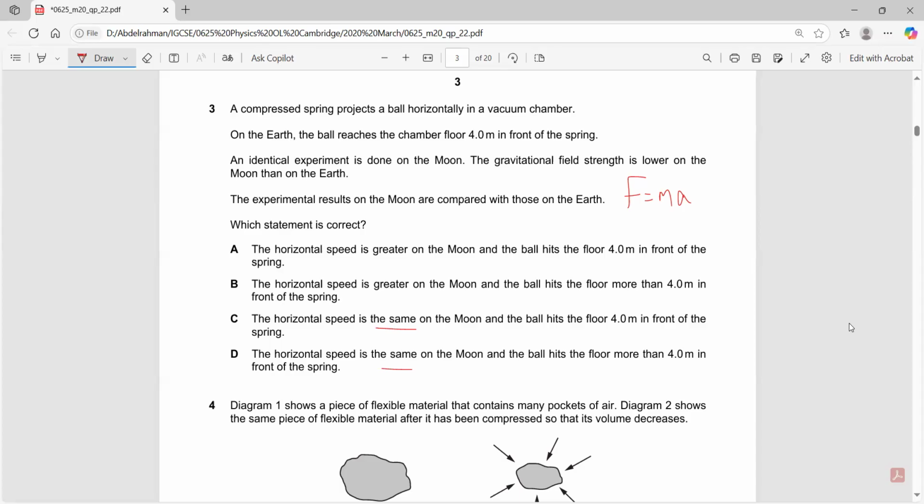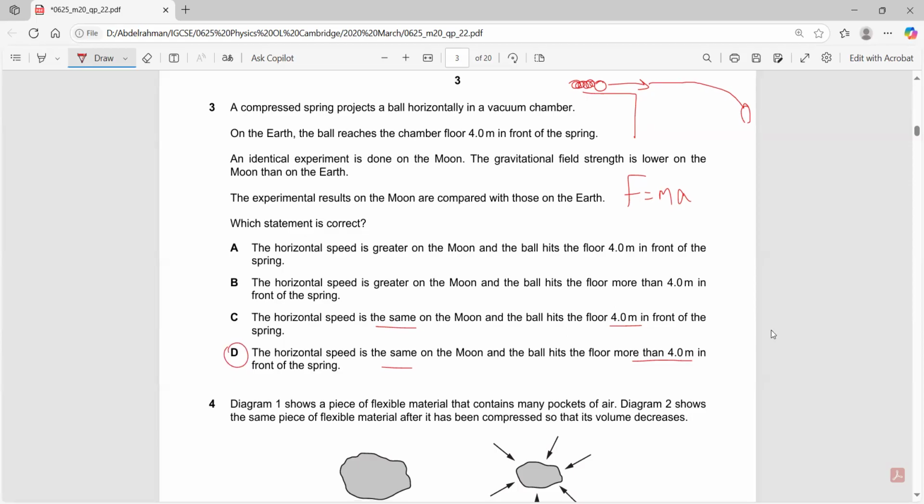Okay, so for example, he's saying that the ball hits the floor 4 meters in front of the spring, or the ball hits the floor more than 4 meters in front of the spring. So you have the spring, okay, this is the spring and this is the ball. So the ball is launched this way. On the moon, the gravitational effect on the ball will be less, and therefore the ball will take a longer time to fall, so a longer distance. So instead of 4 meters, actually it will be longer than 4 meters on the moon.